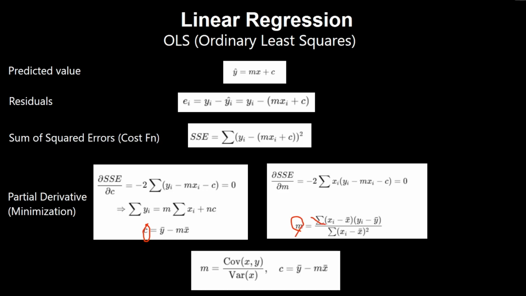Here we can see this corresponds to the covariance of x and y, and the summation of the actual minus mean value, the whole square, is just the variance. So that's how we get the values for m and c in order to get the straight line.